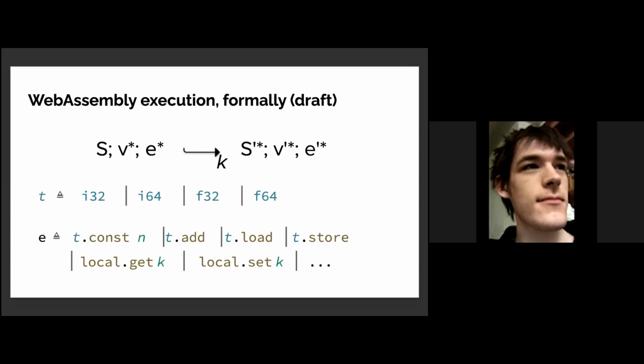So WebAssembly's execution, as previously noted, is defined by way of a small-step reduction relation. The full reduction relation in the draft was defined between configurations, where each configuration is made up of three components: a store S, which we've seen already, a list of values, V star, representing the values of function local variables, and E star, the list of expressions currently under execution. The reduction relation is parameterized by an integer index k, which indexes the instance field of the store to denote that code is executing in the module associated with the kth instance.